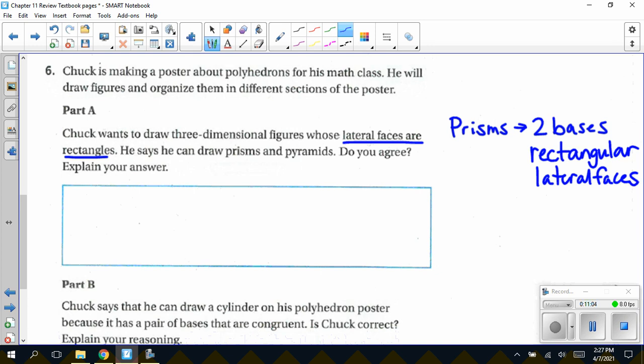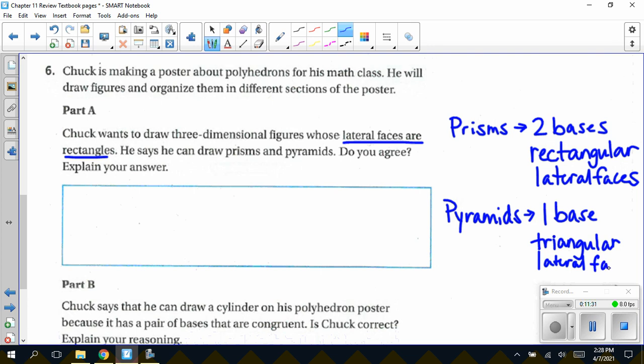And now doing the same thing for the pyramids. So a pyramid has only one base, and the lateral faces that meet up at that point of the vertex, those are triangles. So it has triangular lateral faces. So knowing this information, I can now say if I agree or not. And in part A, it says he can only draw those with rectangles for their lateral faces. So no, I do not agree.